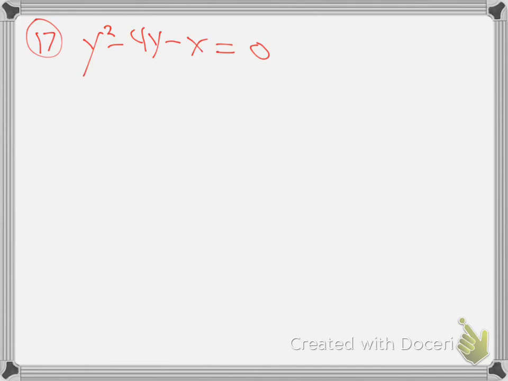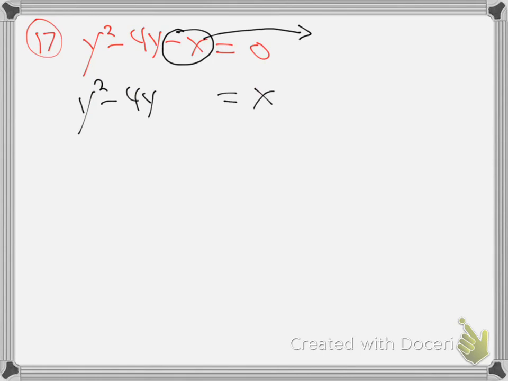So you're going to jump that x over, right? Because you got to get the first power letter on the right side, second power letter on the left side. Okay, so we get y squared minus 4y. The x is on the other side.